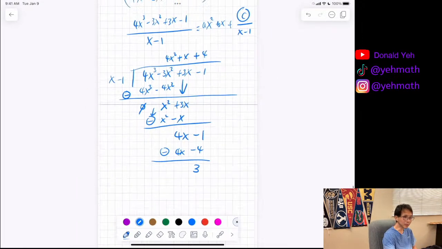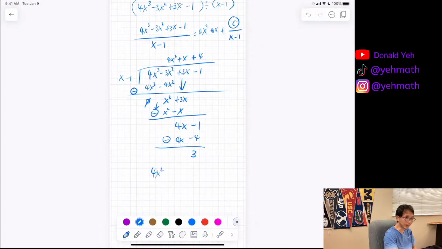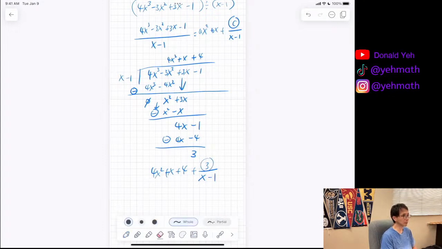And then so 4x squared plus x plus 4 plus 3 over x minus 1. SAT was asking him, what is that number? The number's 3. And that was the only question he screwed up.